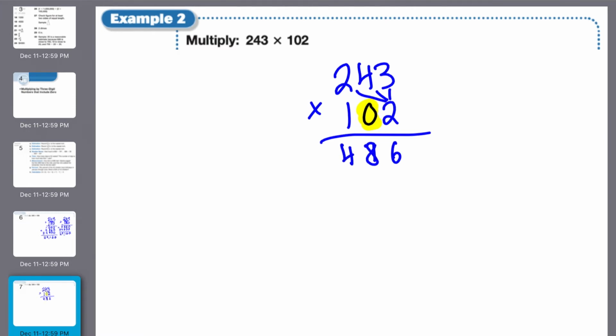Now here's where you can either add your row of zeros, so 0 placeholder, and then 0 times 3 is 0, 0 times 4 is 0, 0 times 2 is 0. Or you could just skip right to the 1, but just make sure you leave your 2 zeros as a placeholder, because now you're multiplying by 100. 1 times 3 is 3, 1 times 4 is 4, 1 times 2 is 2. And then you add those up.